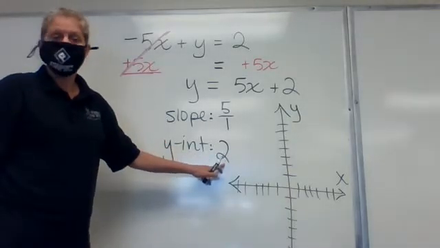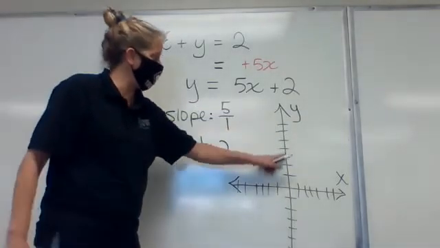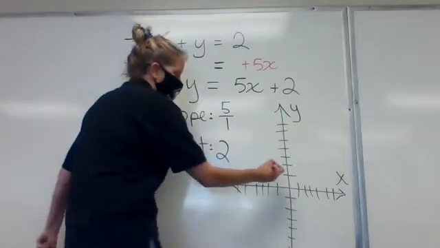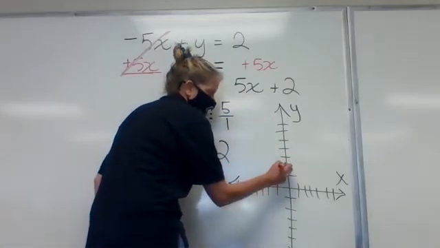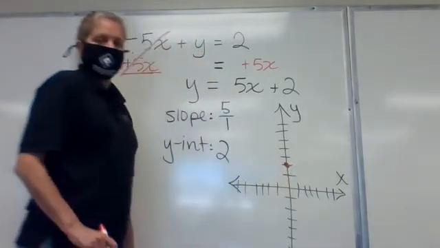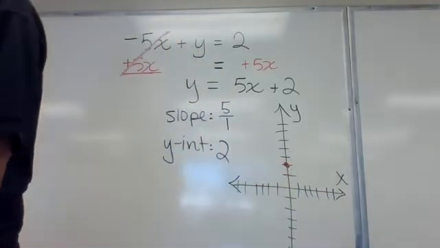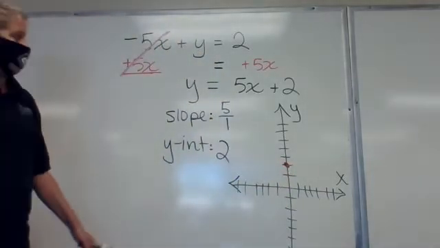Positive 2. Right? So here's my y-axis. Your first point is always on that y-axis. Here's my starting point. I need to go to positive 2. There's your first point. After that, what do I do?